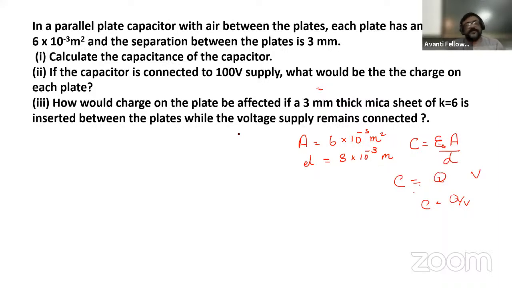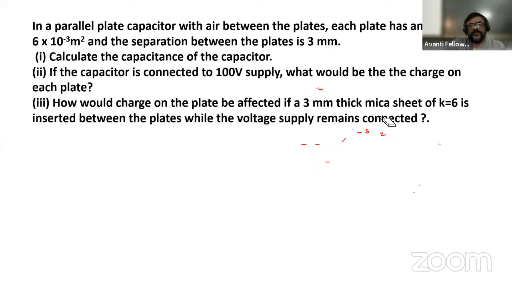But the next part requires a little explanation. Here it is directly given what potential is applied, and you will be able to find the charge on each plate. These two are direct questions, so no need to worry about it. All of you will be able to solve it. Directly write the equation and substitute. Now let us see what will happen in the third part.